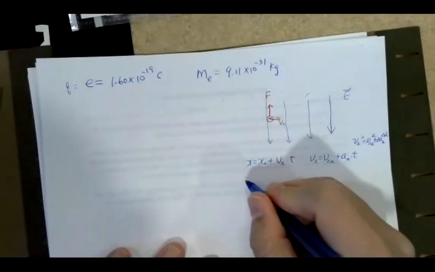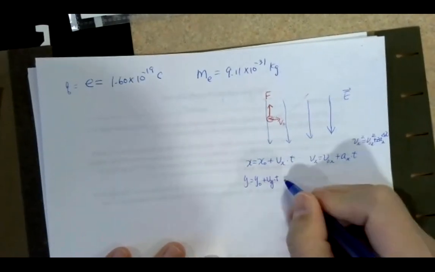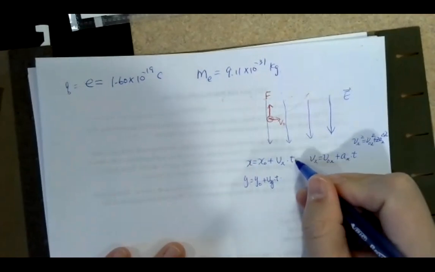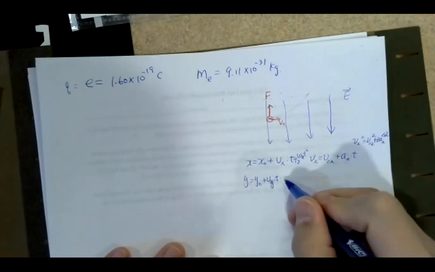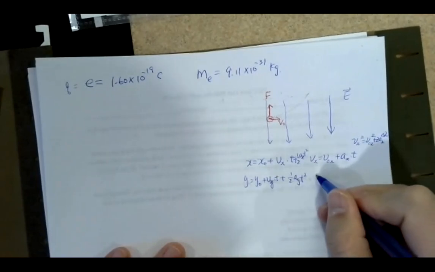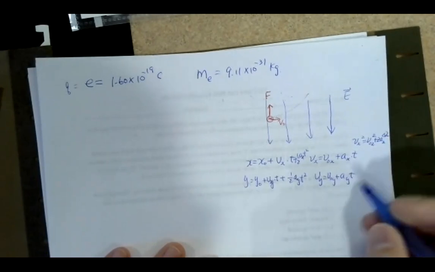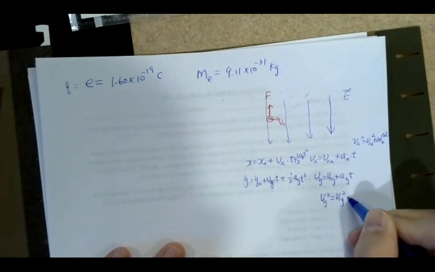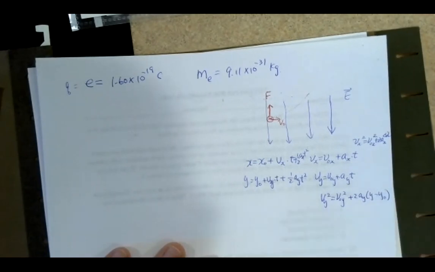In the y direction, y equals y0 plus v0y times t plus 1/2 ay t squared. Similarly, vy will be equal to v0y plus ay t, and then vy squared will be equal to v0y squared plus 2ay times (y minus y0), or delta y.